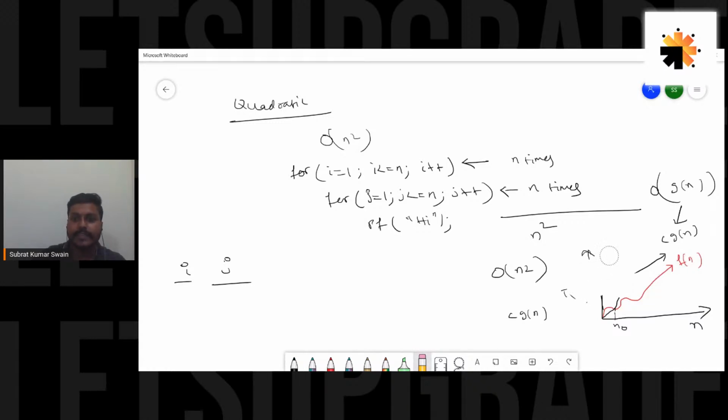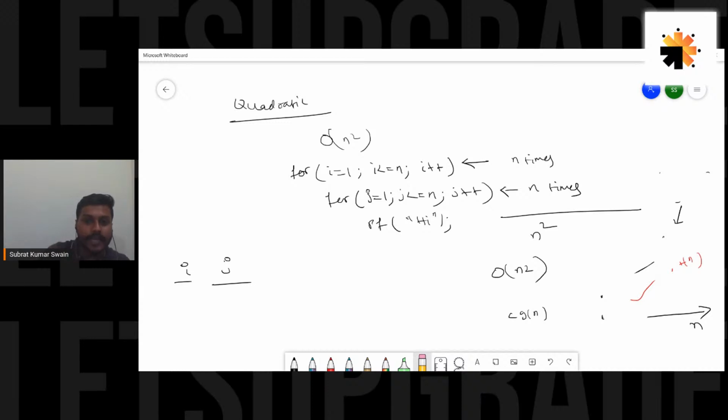Okay, so see here we have a nested loop: for i equal to 1, i less than or equal to n, i plus plus; for j equal to 1, j less than or equal to n, j plus plus; and then we have a statement printf high. So basically, how many times would this high be printed? I think it's very clear. Let's say n value is 3, so high would be printed 9 times, right? Am I correct? 9 times.